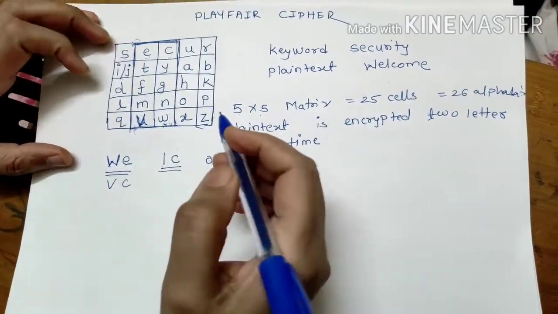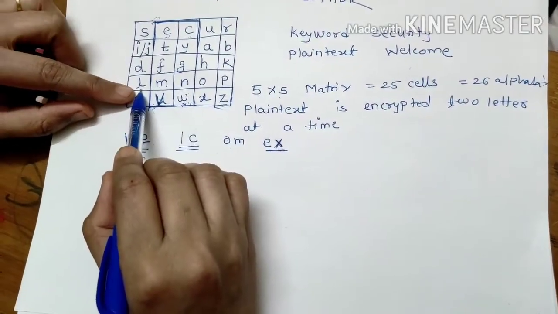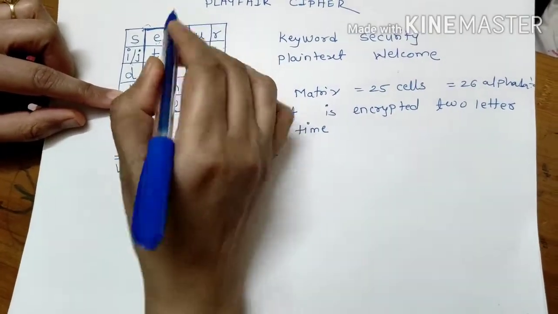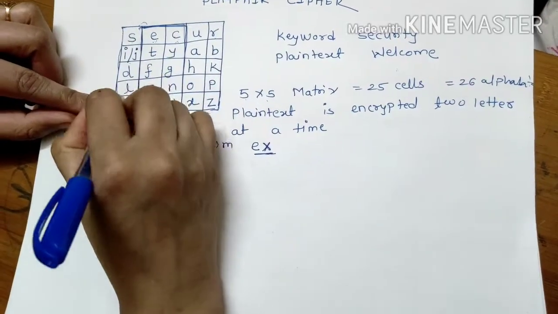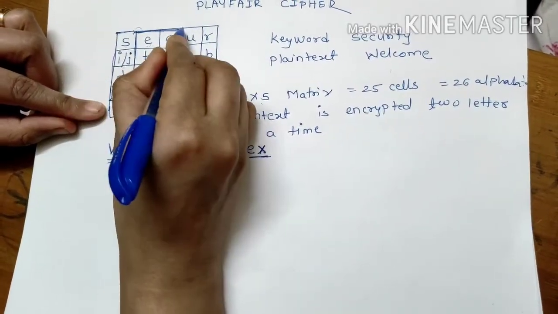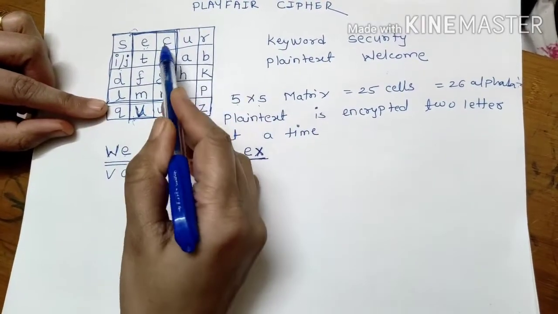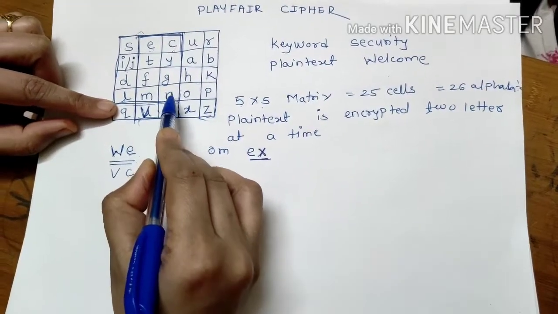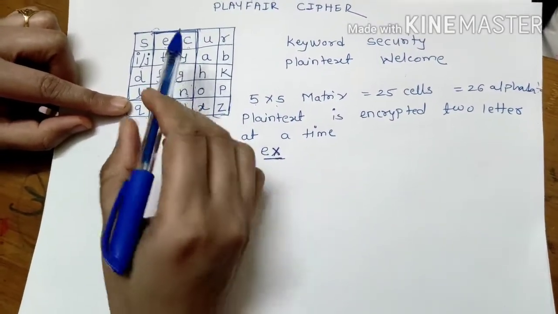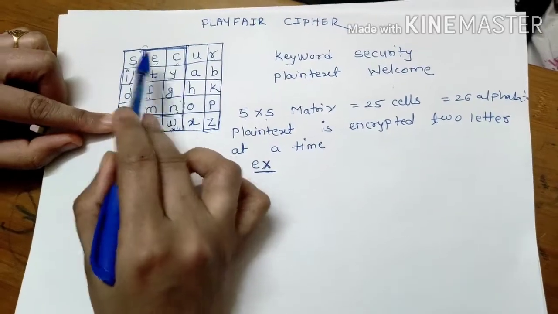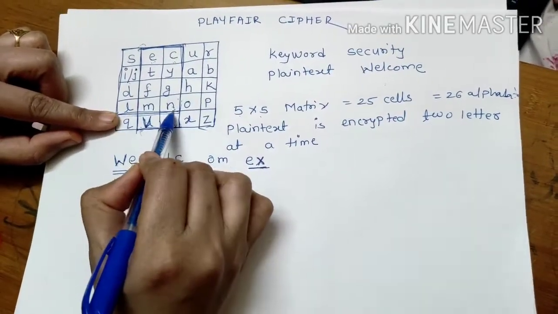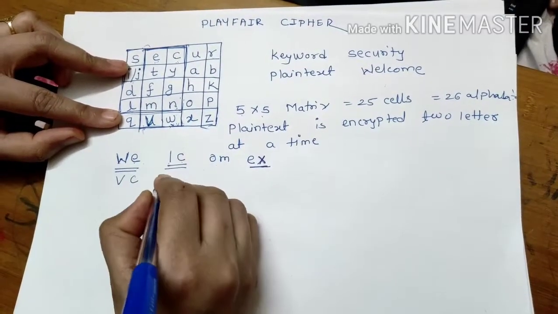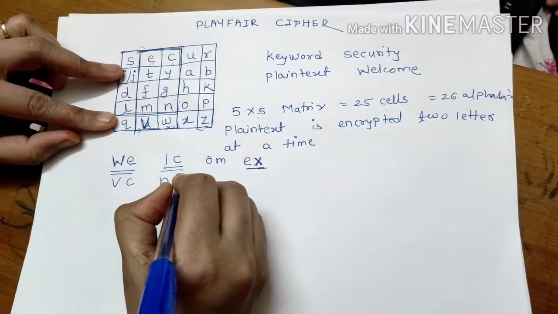Then come to L and C. Here L and C we have to find out. So our rectangular box is from this to this. Now C should be replaced with S and L should be replaced with N, the last or ending letter of the rectangle in the same row. So L will be replaced with N, and C will be replaced with S.